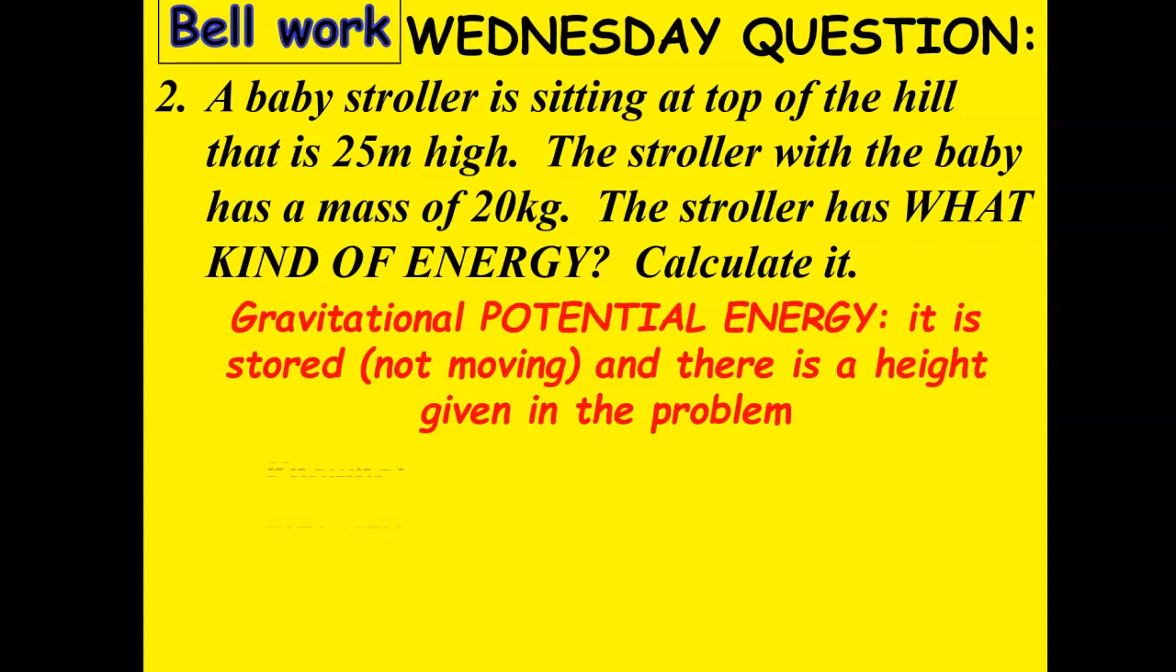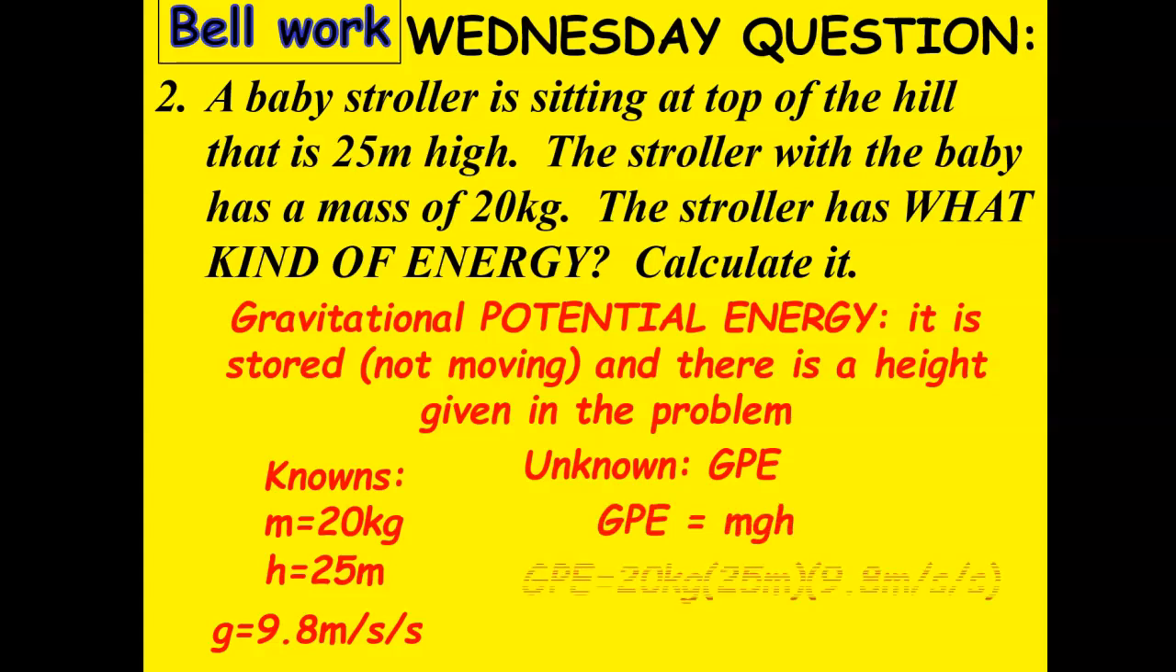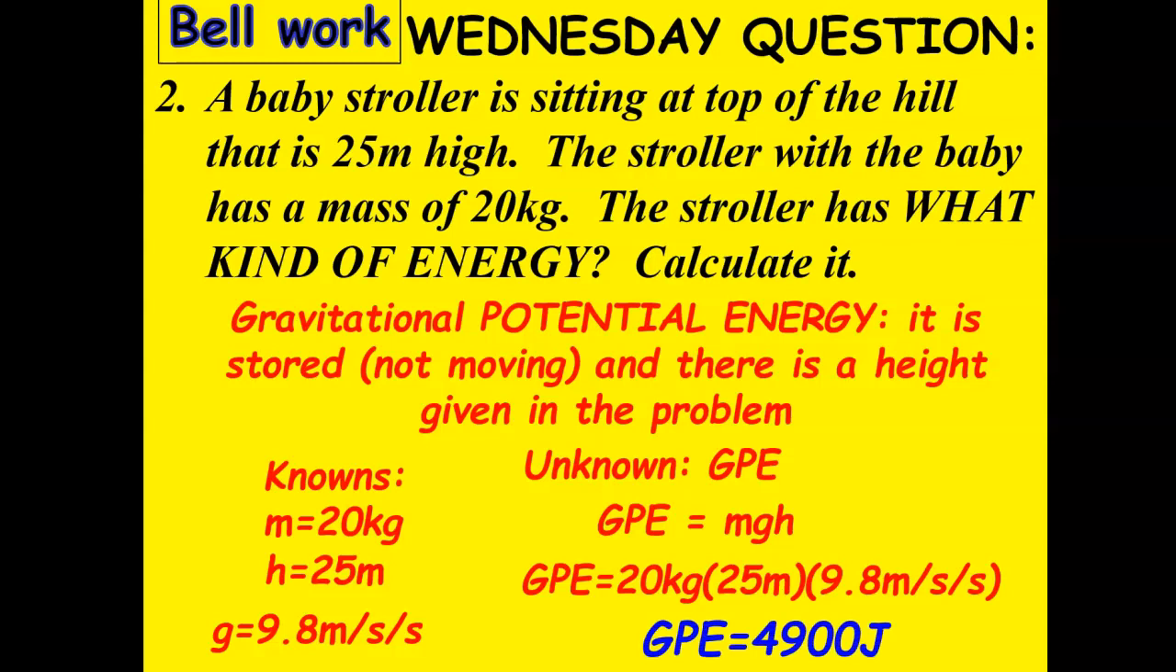So knowing that, we are given 20 kilograms, which is our mass. Then you have height, which is 25 meters. Because this is gravitational potential energy, we also need to know that we have gravitational acceleration, which is 9.8 meters per second squared. So we're solving for GPE, gravitational potential energy, which the formula is mass times gravitational acceleration times height. You have all that information. You're going to multiply it all, and then your units again are joules.